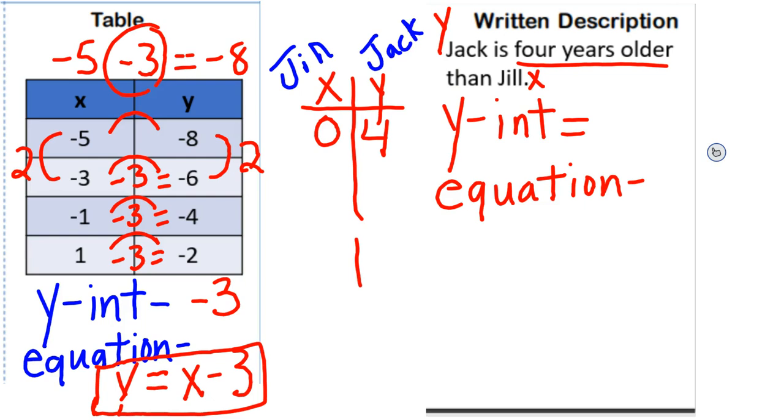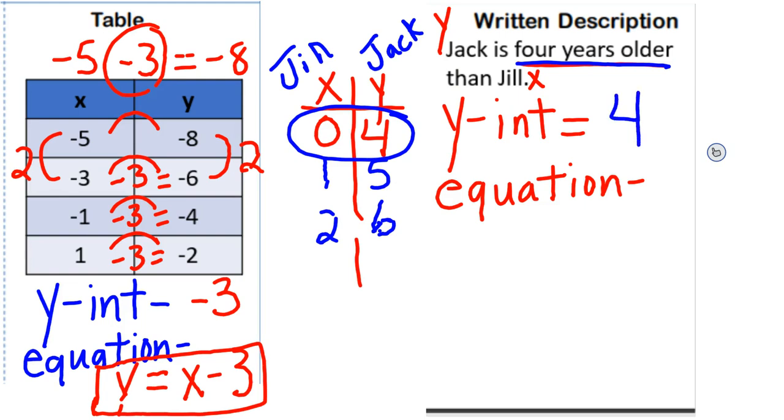Okay, so before Jill was even born, Jack was 4, and when Jill was 1, Jack would be 4 years older, so 5. When Jill was 2, Jack would be 4 years older, so 6. So you can see the pattern in the table, and we also see it in our description, 4 years older. So our y-intercept comes from here. The value of y when x is 0, or the age of Jack when Jill is not born yet, or she's 0. So the y-intercept here is going to be 4.